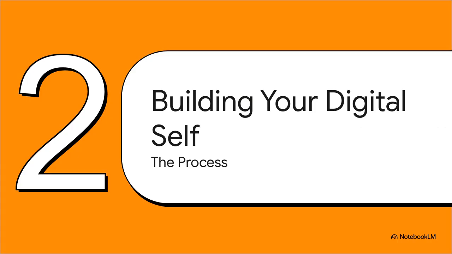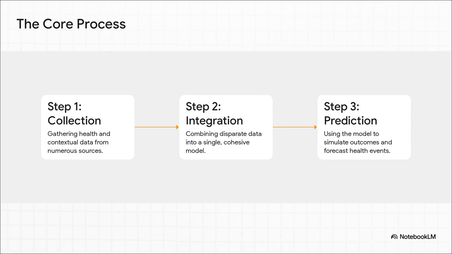All right, so if we know what it is, the next big question is, how do you actually build one? I mean, where does all this data even come from? It breaks down into a pretty logical three-step process. First, you have to gather up all the raw ingredients, all that data about a person. Then you've got to integrate it, make all those different pieces talk to each other in one smart model. And then, and only then, you get to the magic part, using it to simulate and predict the future.